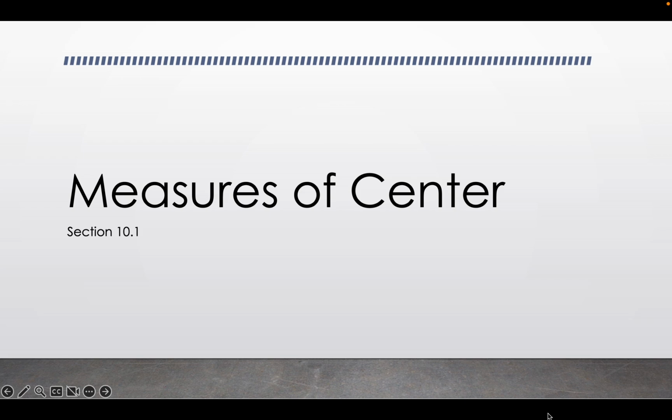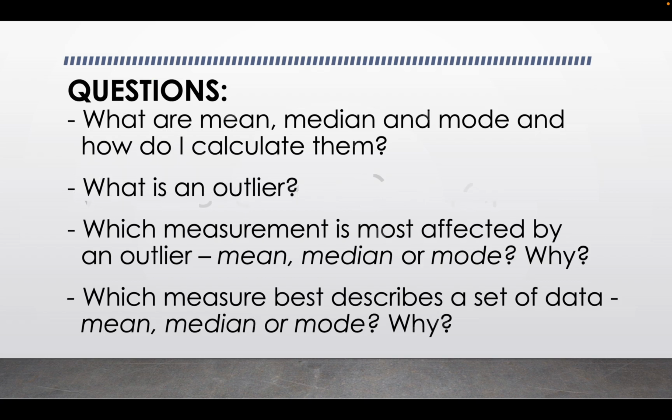In this video, you will learn about measures of center. The questions we will answer today are: what are mean, median, and mode, and how do I calculate them? What is an outlier? Which measurement is most affected by an outlier, the mean, the median, or the mode, and why? And which measure best describes a set of data, the mean, the median, or the mode, and also why?